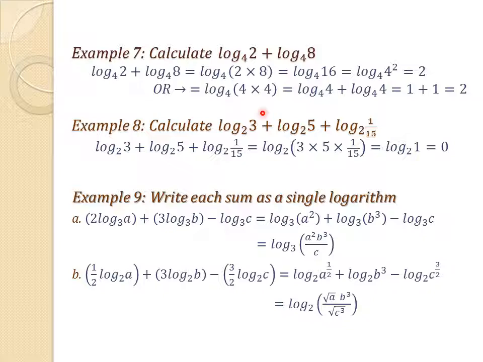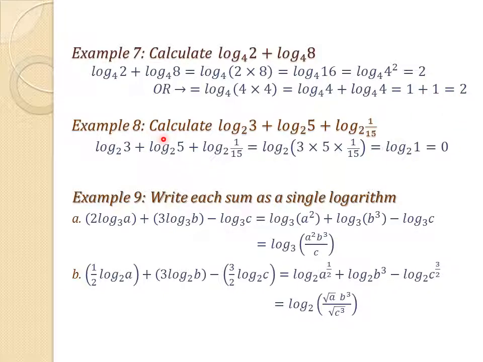Or we can just rewrite 2 times 8 as 4 times 4. In this case, we can separate them again to logarithm 4 plus logarithm 4. And then the argument and the base are equal. This is 1. And the argument and the base are equal. This is also 1. And then the sum is 2.